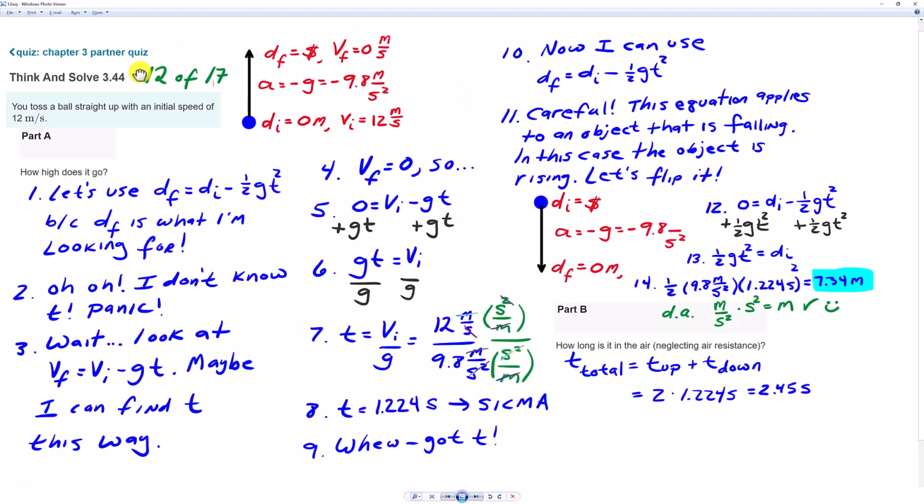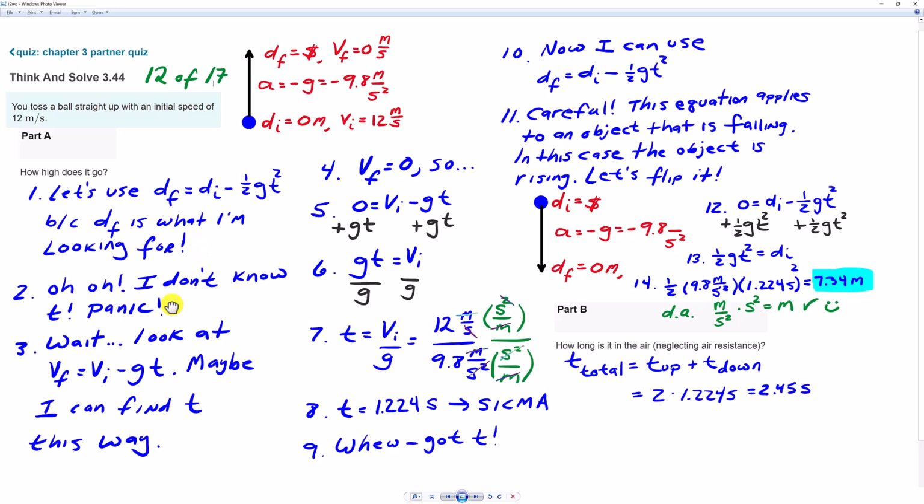Quiz question 12 of 17, which is Think and Solve 3.44. You toss a ball straight up with an initial speed of 12 meters per second. Part A, how high does it go? I'm thinking of using this green sheet equation because there's distance. There's my final distance, and that's what I'm after here. The only problem is I don't know time, so I'm stuck, which often happens.